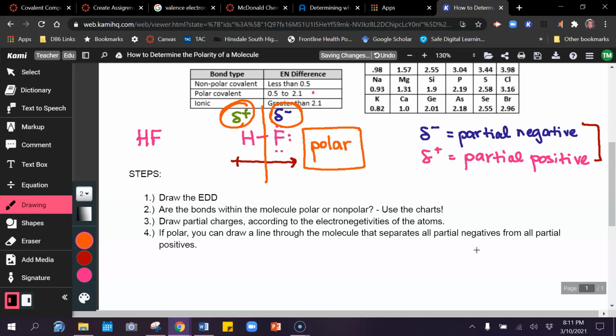What we're doing here is we are determining the symmetry of our molecule. My charges are asymmetrical. I have all the positive on one side, I have all the negative on the other, and so this would be an example of a polar molecule.